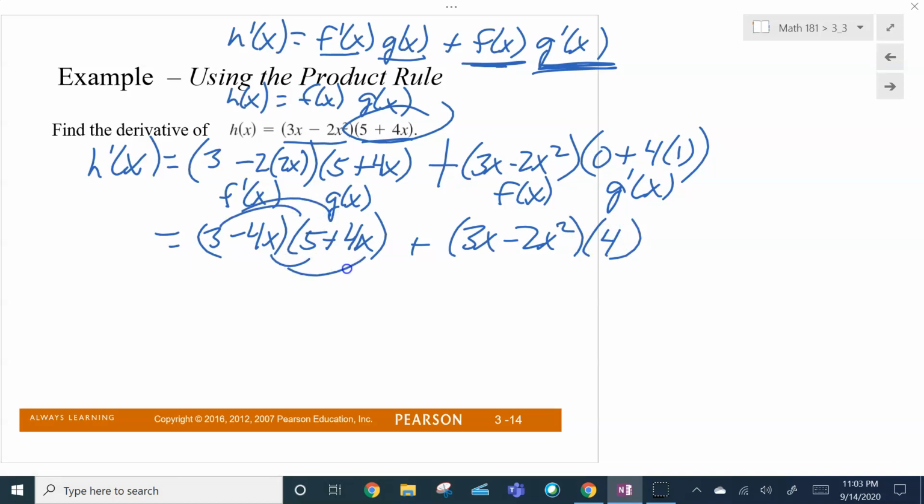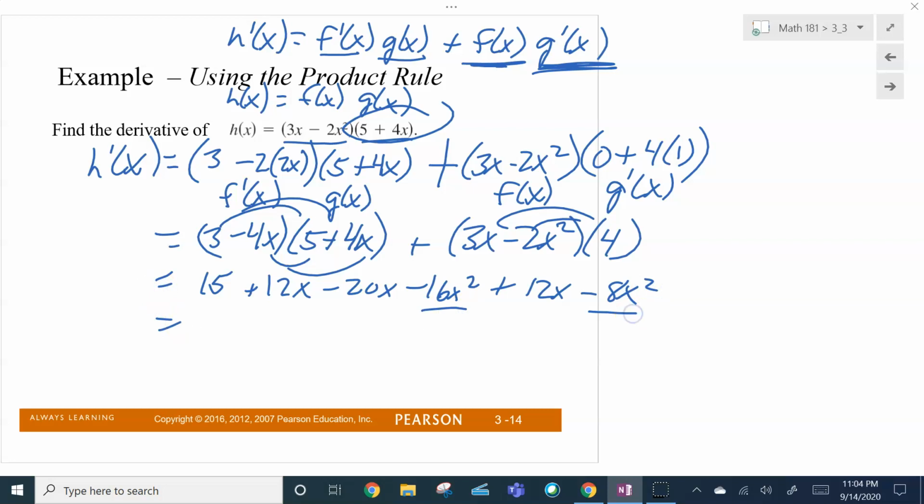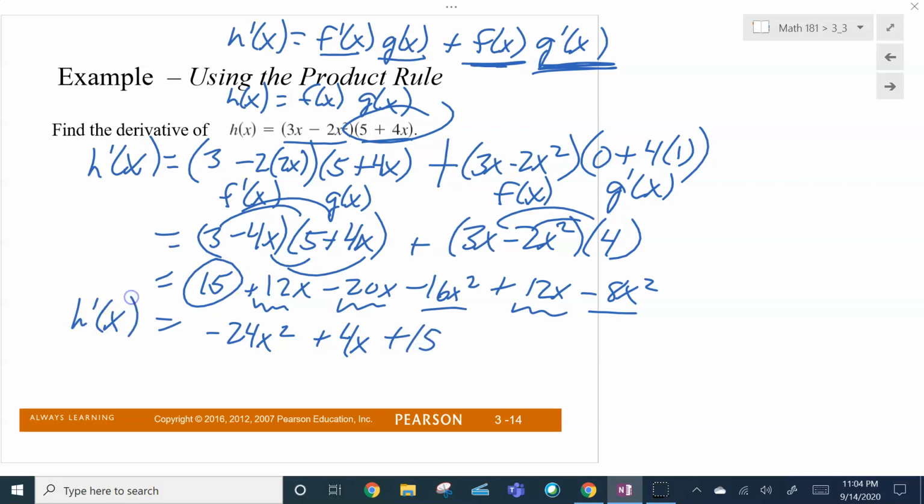So now we just clean this up. So I got 15 plus 12x minus 20x minus 16x squared plus 12x minus 8x squared. X squared, so I got negative 24x squared. 12 minus 20 plus 12, that's plus 4x, and then plus 15. So there's h prime of x.